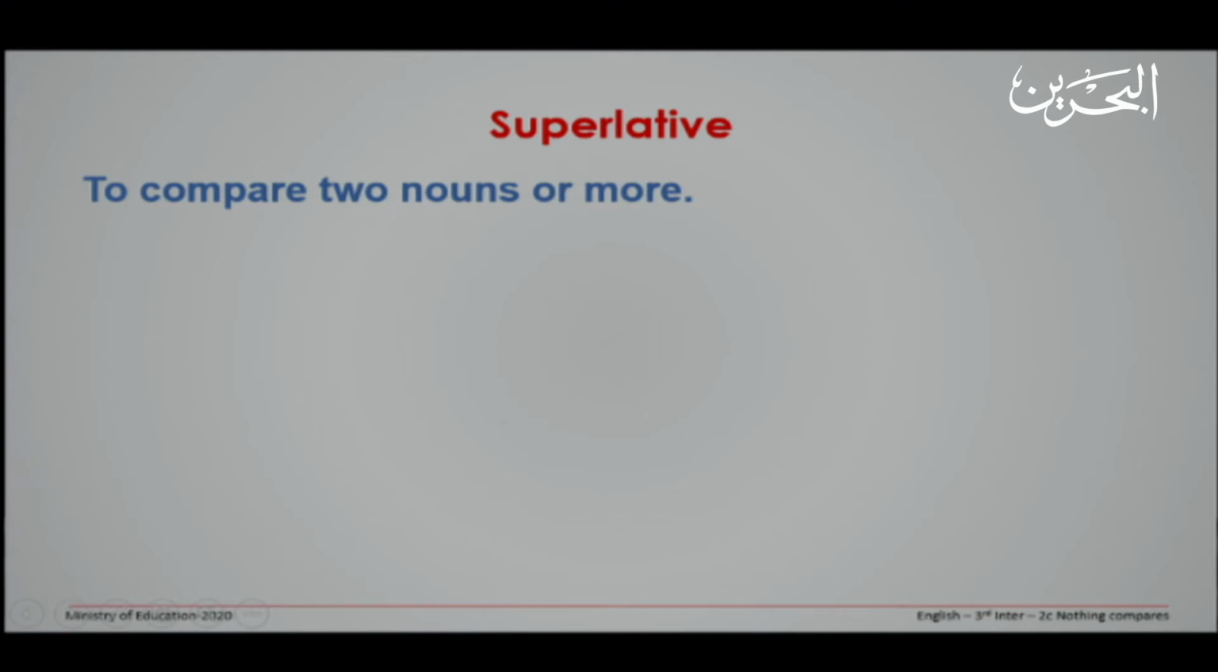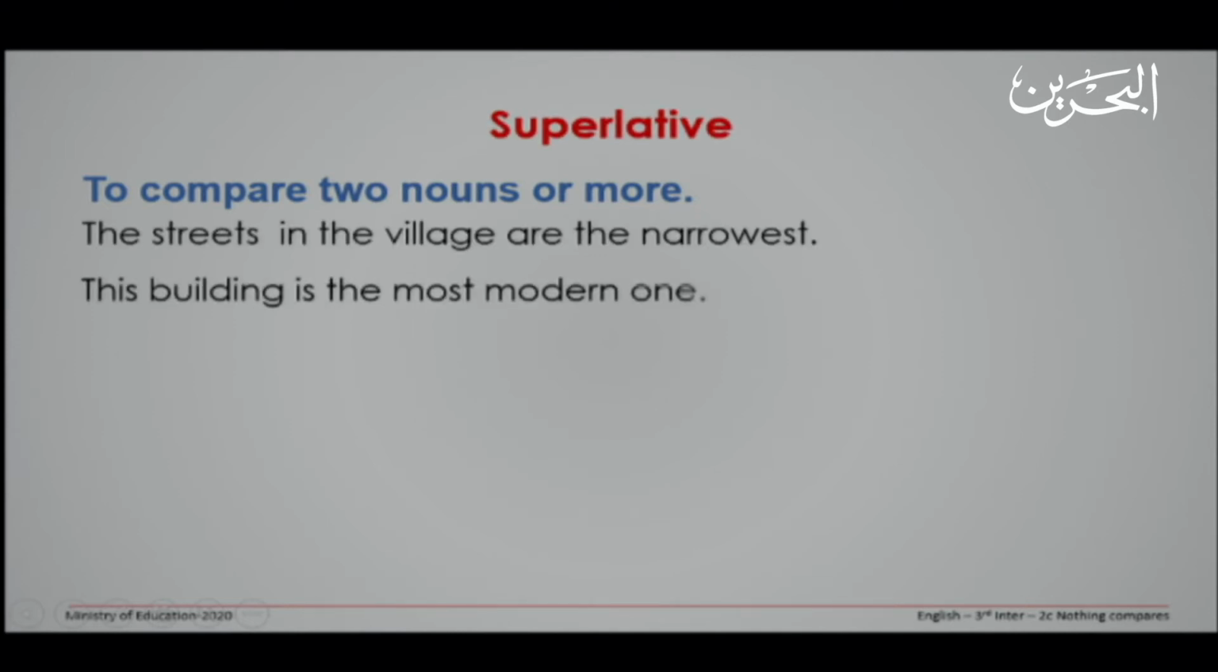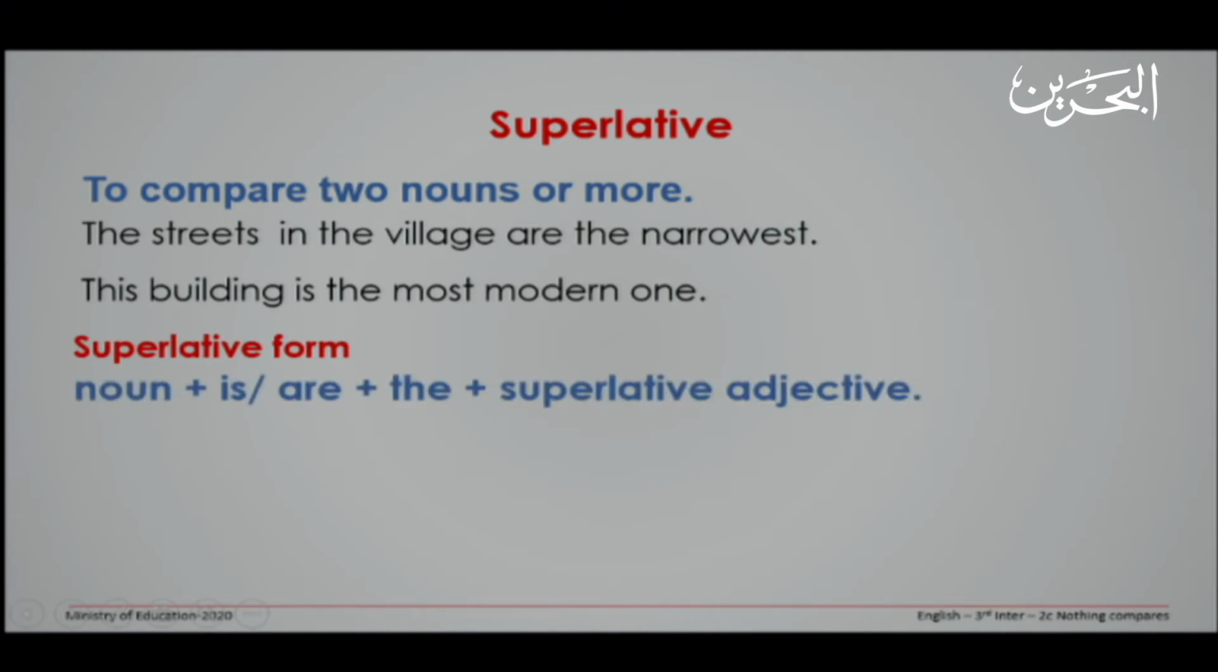Now, for the superlative form, we use it to compare two nouns or more. Superlative adjectives are used to describe the lower or least state in adjectives. Now, here we have two examples, and this is the superlative form. We have the first noun. Here we have the streets. Then you write is or are depending on the noun. Since the streets are plural, we write are. And you put the superlative form of the adjective, and here we have the narrowest.